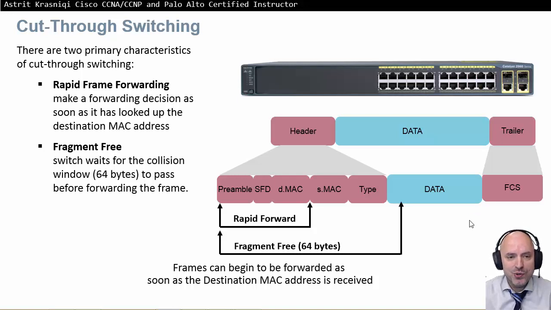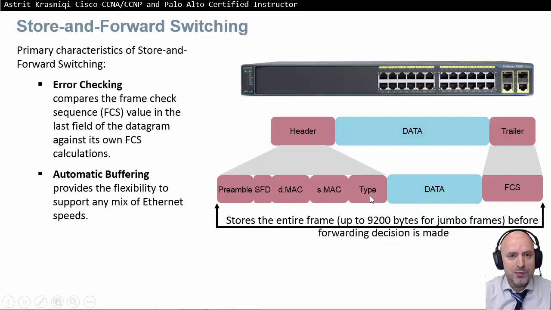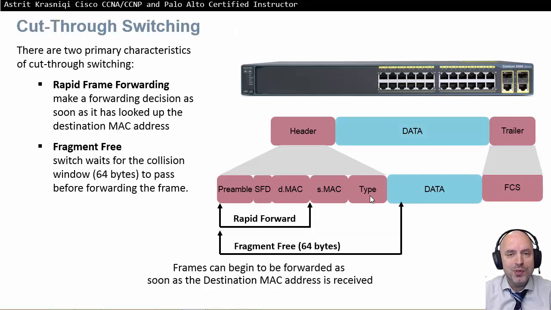For example, the disadvantage of the store and forward switch is that it's going to create delays while it stores the frames, while cut-through is fast forwarding the frames. But cut-through could be forwarding corrupted frames.